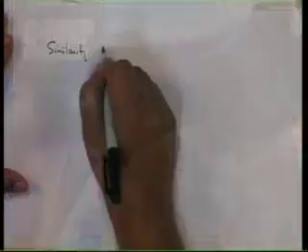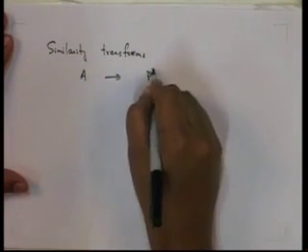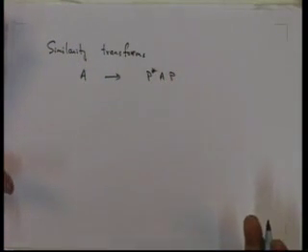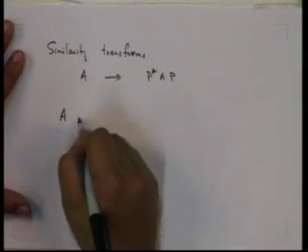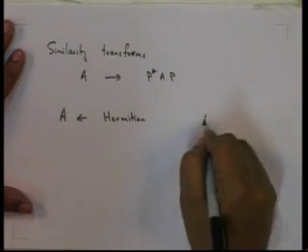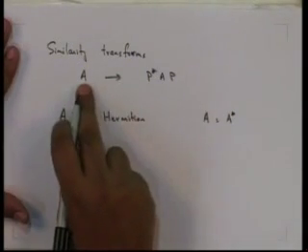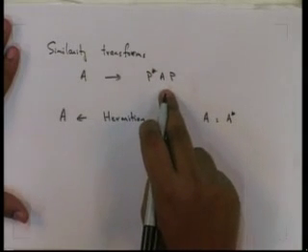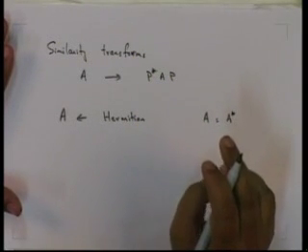But when you do similarity transforms, that means A is converted to P star A P. That's what we mean by similarity transform. Then there may be properties of matrices which are conserved. For example, if A is a Hermitian matrix, which means A is equal to A conjugate transpose, then when you do a similarity transform on A using unitary matrices, the resulting matrix is also Hermitian. Is that okay?